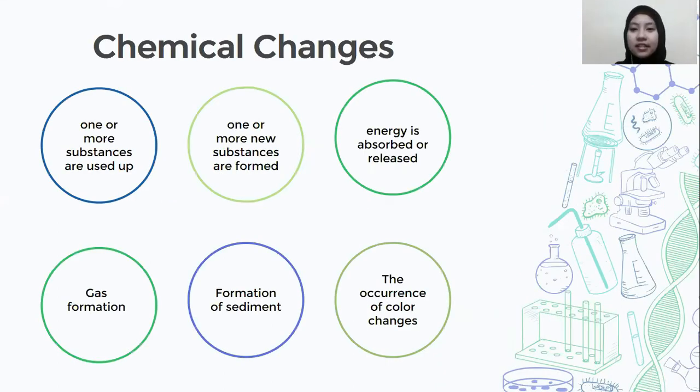For chemical changes, there are 6 characteristics. The first is that one or more substances are used up at least partially, and one or more new substances are formed. Energy is absorbed and released. There is gas formation, there is formation of sediment, and last, the occurrence of color changes.